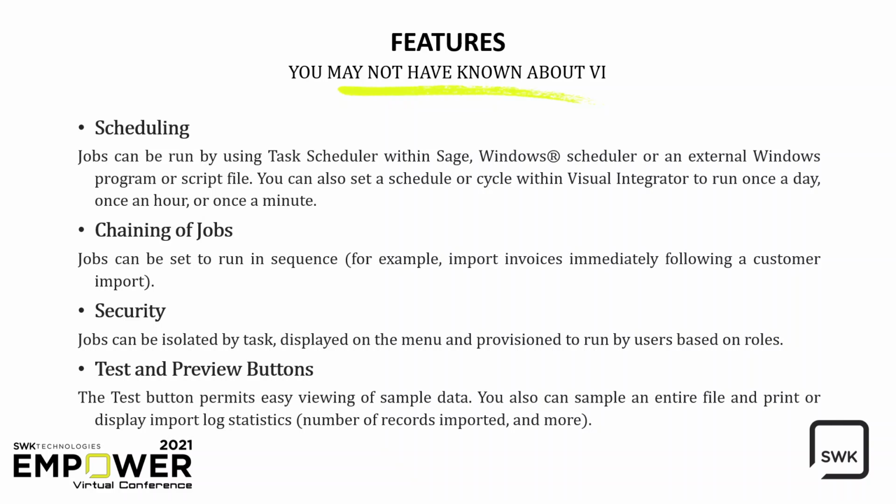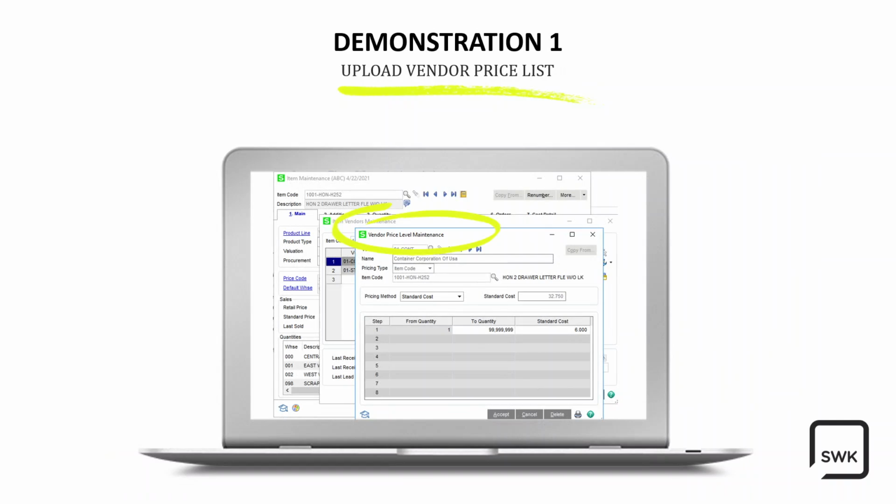With that said, we're now going to jump into the system and take a look at two different demonstrations. One, we're going to upload a vendor price list. You may get a price list from vendors on a recurring basis. It could be quarterly, it could be annual.